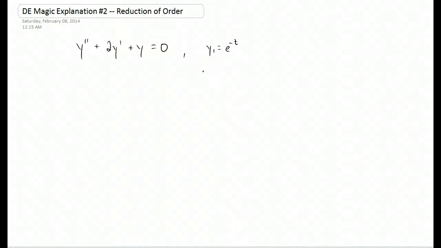The method of reduction of order says that if you have one solution to a differential equation, you can guess a second solution to a differential equation by taking the first one and just multiplying it by a function of the same variable. Typically that function is going to be called u. What we're going to do is take derivatives and plug this into our differential equation to figure out what u has to be.